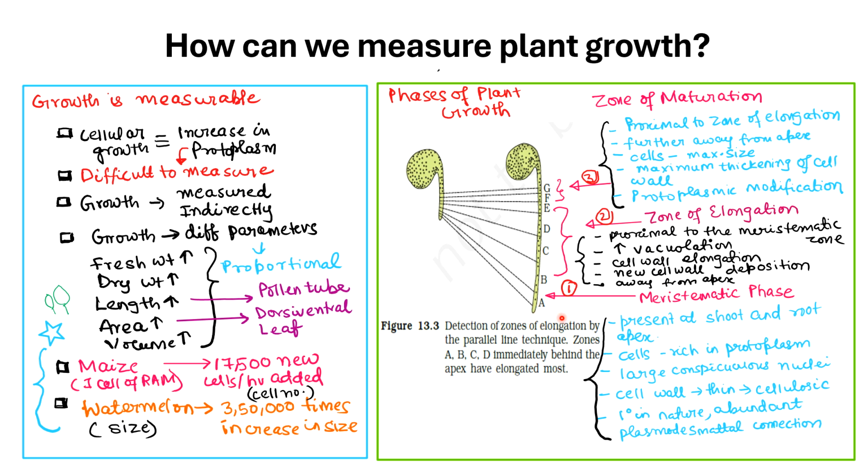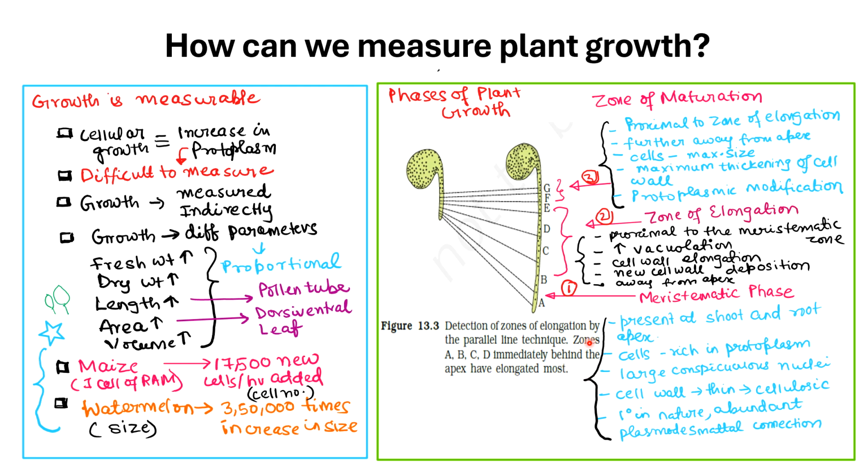Also, there is abundant plasmodesmatal connection. Why is abundant plasmodesmatal connection required? See, plasmodesmatal connections are the cytoplasmic connections between the cells. As the cells are growing, they grow together. So these plasmodesmatal connections help in signaling and exchange of molecules, so the growth can take place in a very ordered way.